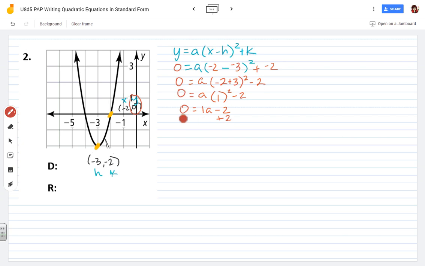Add 2, add 2. And if you were saying, do we really need that 1 there? No, we don't really need that 1. It's just a, right? And 0 plus 2, of course that zeroes out. And 0 plus 2 is 2. So we've got a is equal to 2.